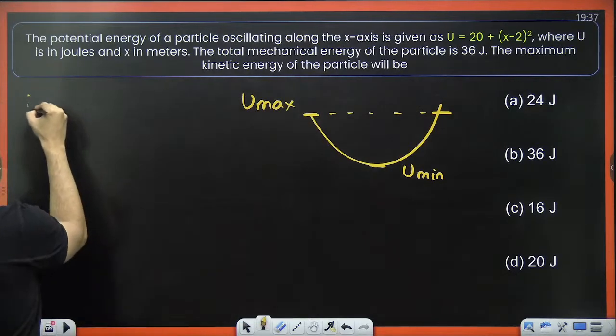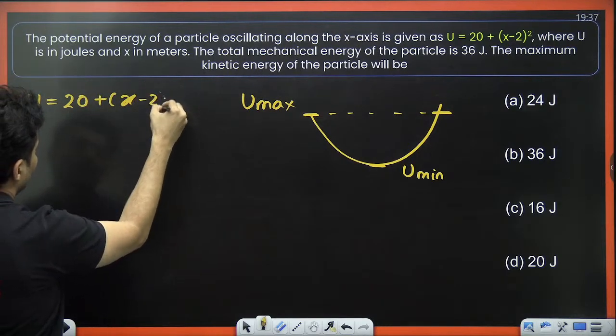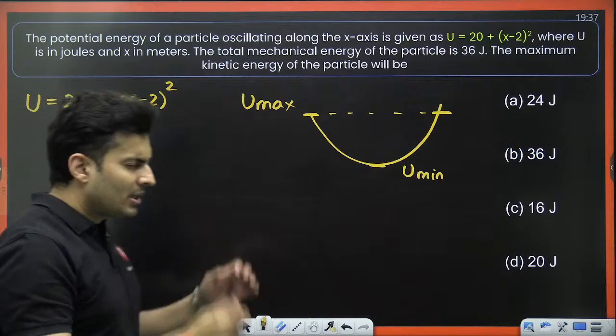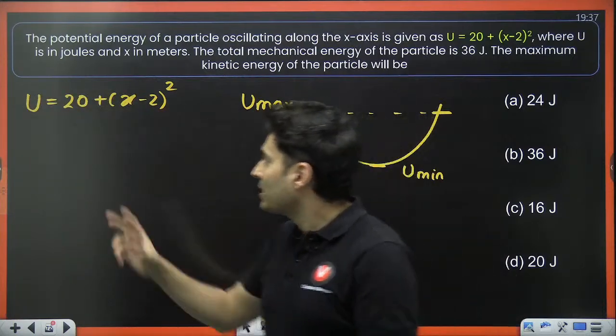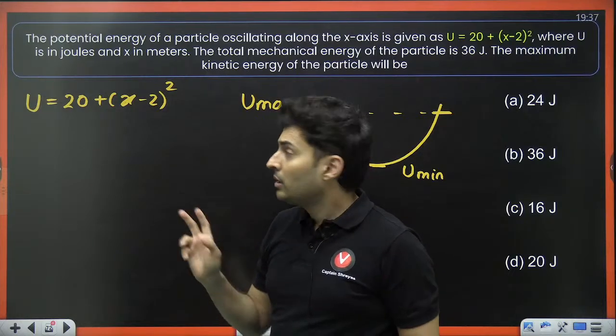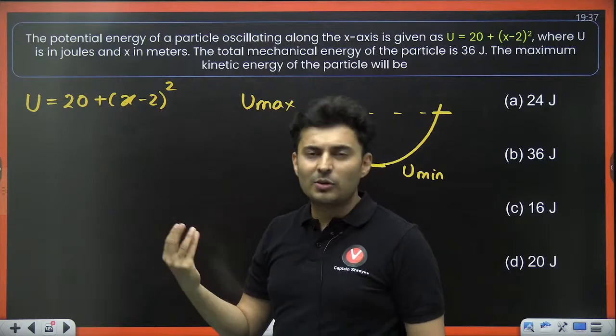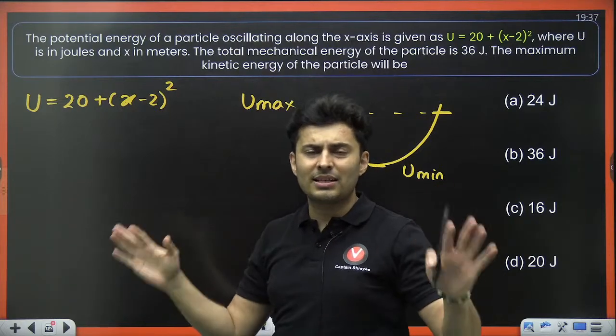If you look at the equation of U also, it is 20 plus (x minus 2) whole square. Now think, in this equation 20 can't change, x minus 2 can change. So x minus 2 can be 0 also, can be minus 1 also, minus 2 also, plus 3, plus 5, anything.